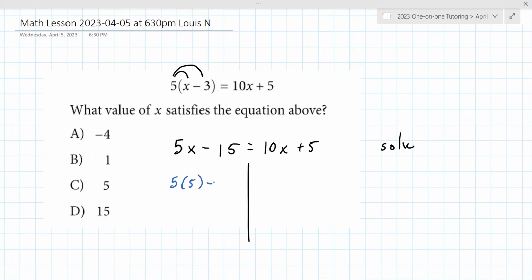5 times 5 minus 15, what is that? 25, 10. It's 10. And then 10 times 5 plus 5, what is that? That is 55, so no. So no, that's out. Okay. So we know it's not C.